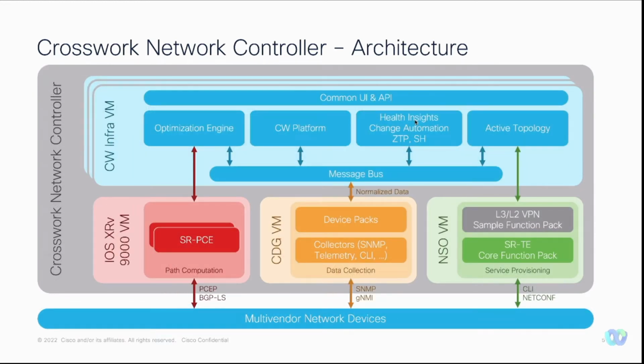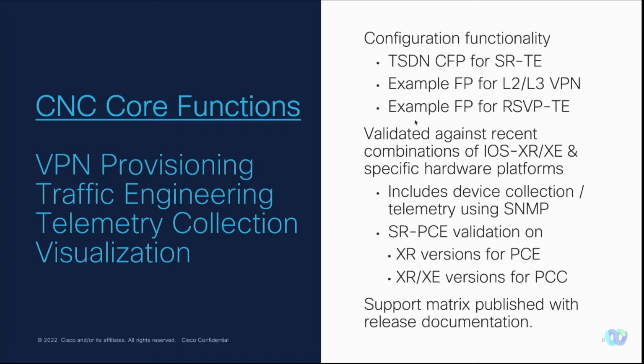Looking a little bit deeper, talking about the optional components inside of the blue portion, you will see that we actually ship them as independent artifacts. You can download them from Cisco.com downloads as what we call Crosswork apps and install them. There is a basic infrastructure, which includes the message bus that's used to communicate between all the components. On the right side bottom, you will see the NSO VM. We also ship function packs with this product, right? So when you buy CNC, you get what we call a TSDN function pack, which includes the SRT function pack and some example function packs.